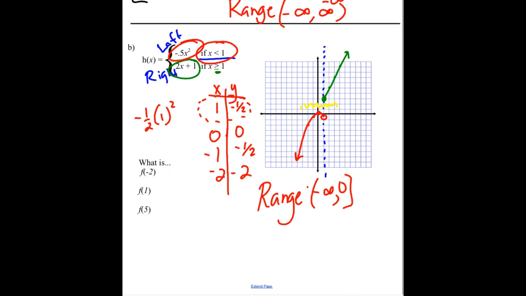Then there's a little jump. All right, I'm going to put a little union symbol in there. So it's this chunk combined with the other chunk. And now for the green graph, what's the lowest y value I hit? I start at 3 and I go up to +infinity.